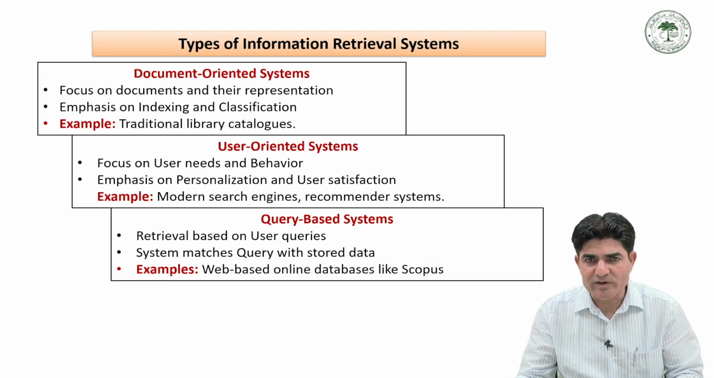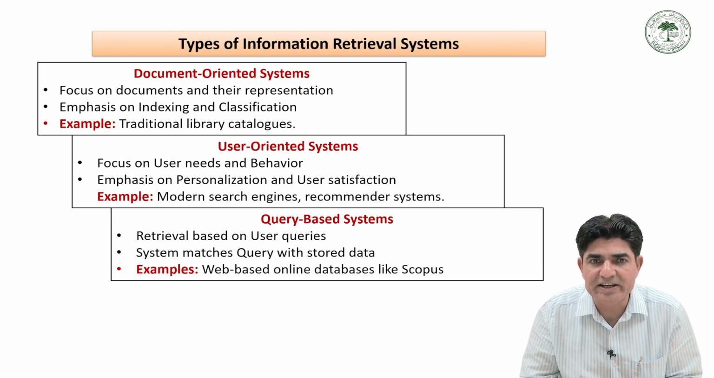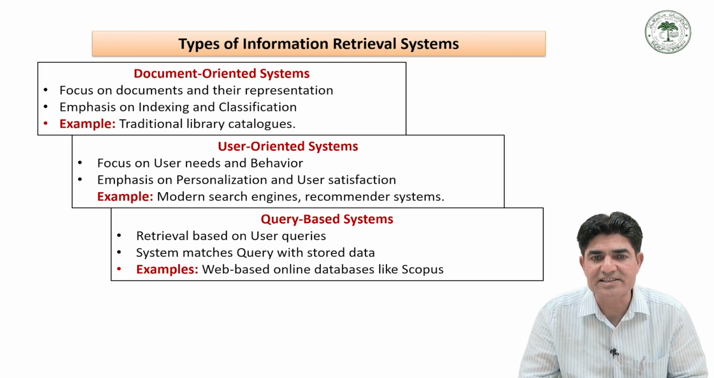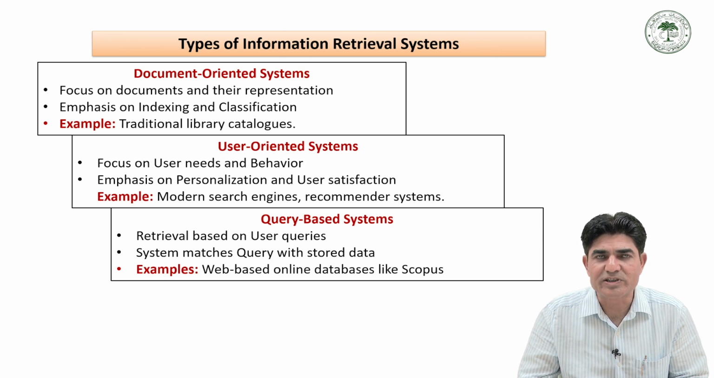Now come to the types of information retrieval system. The information retrieval systems are designed keeping in mind different factors. An information retrieval system can be categorized as document-oriented system, user-oriented system, and query-based system. When the focus is on documents and their representation, and the emphasis is on indexing and classification, they are called document-oriented systems. An example of such a system is the traditional library catalog.